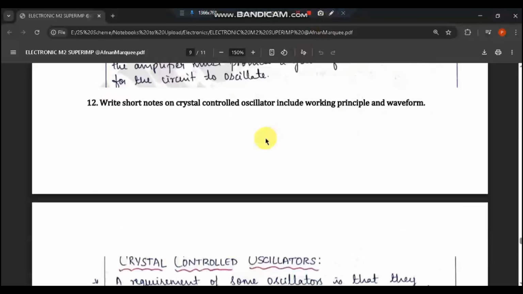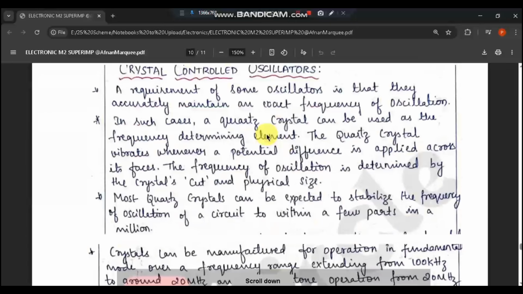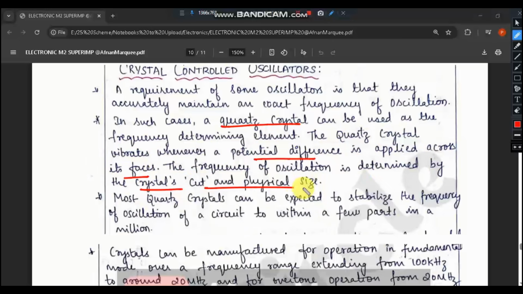Write a short note on crystal control oscillator. Include the working principle and waveform. So crystal control oscillator: the requirement of some oscillators is that they accurately maintain the exact frequency of oscillation. In such cases, a quartz crystal can be used as a frequency determining element. It determines what frequency it has to run with, and a quartz crystal vibrates whenever a potential difference is applied across its faces. The frequency of oscillation is determined by the crystal's cut and physical size.